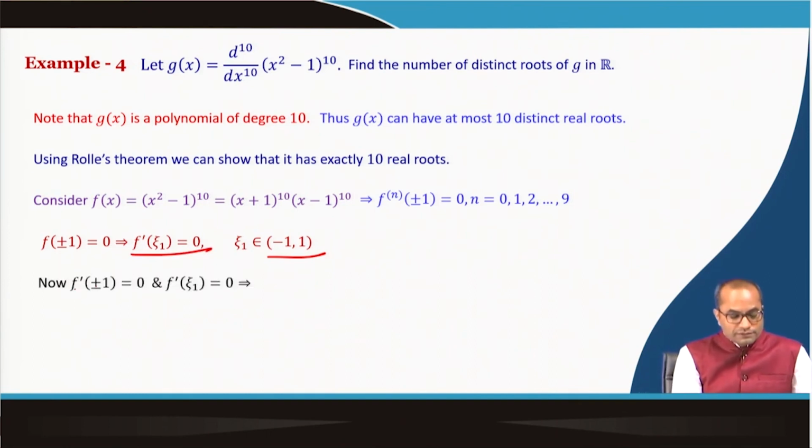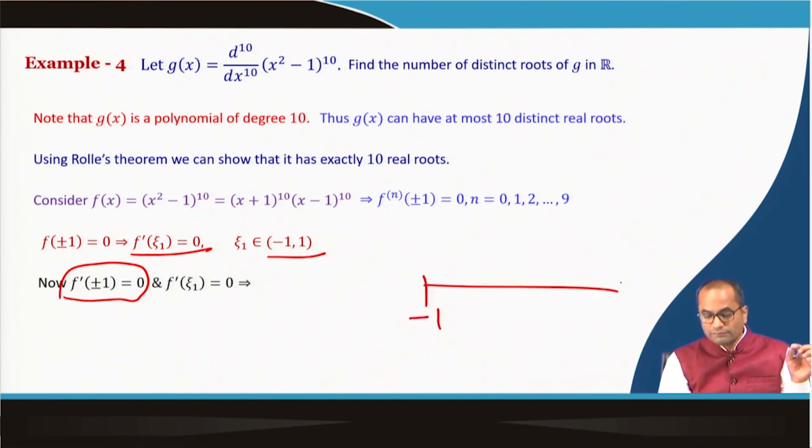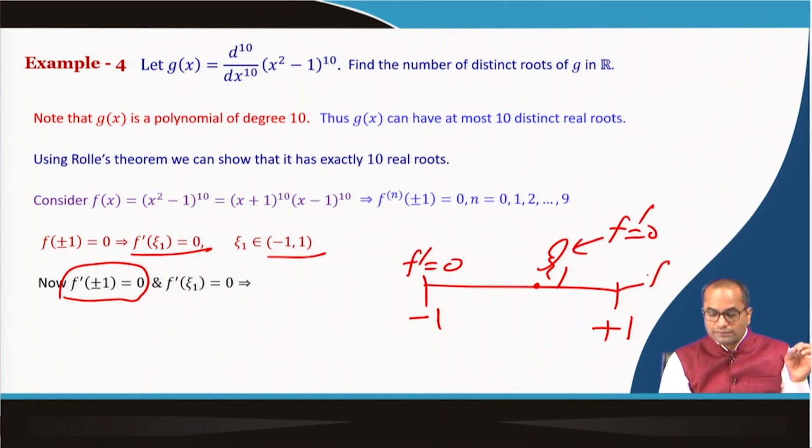So, this is a straight application of Rolle's theorem. Then now what is the situation? We know already that f prime is also 0 at plus 1 and minus 1, and there is a point in between. So, we have minus 1, plus 1, and then in between somewhere we have this point xi 1. Here the derivative is equal to 0, here also the derivative is equal to 0, and here also the derivative is equal to 0. Now, we apply Rolle's theorem again in minus 1 to xi 1, so there will be a point where the derivative of the derivative, f double prime, will be 0.